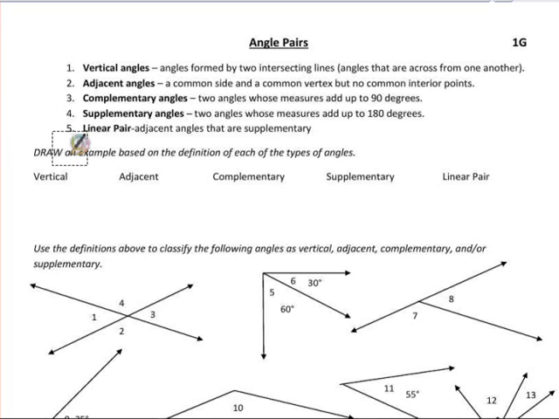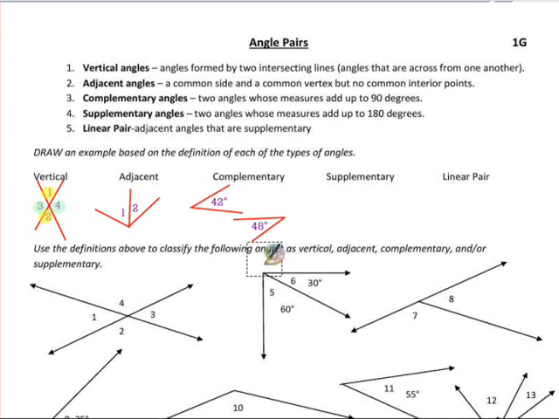Alright, so now you've unpaused. Let's take a look at the drawings you have or the ones that you don't have, and then you can just copy mine. So vertical angles in this instance would be 1 and 2, and then 3 and 4. Okay, those would be our vertical angles. Adjacent angles, 1 and 2, just two angles that are next to each other, share a side, share a vertex. Complementary angles are two angles that add up to 90 degrees. So if you add up 42 and 48, you get 90.